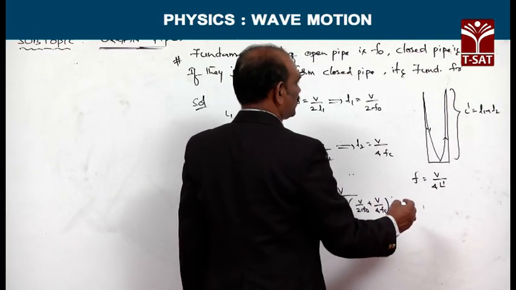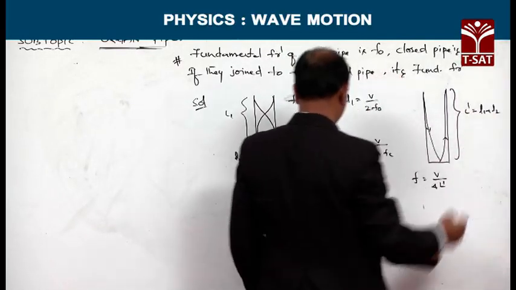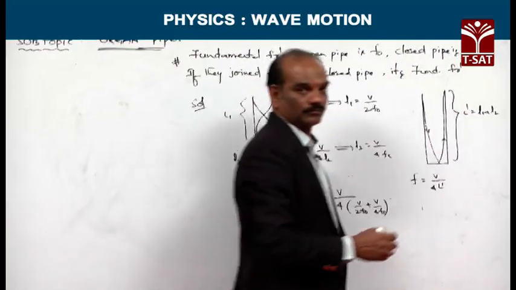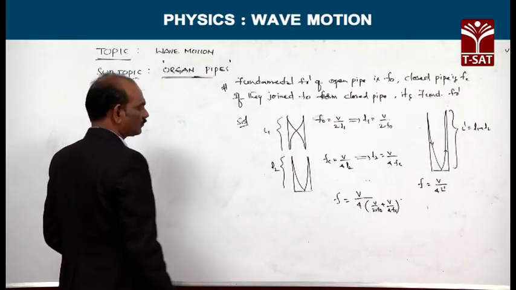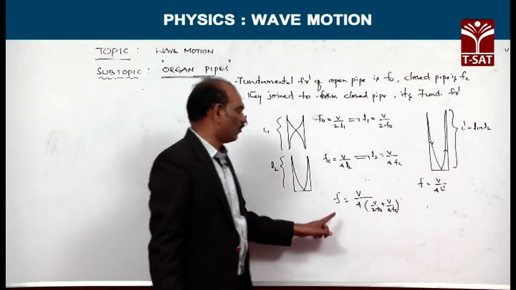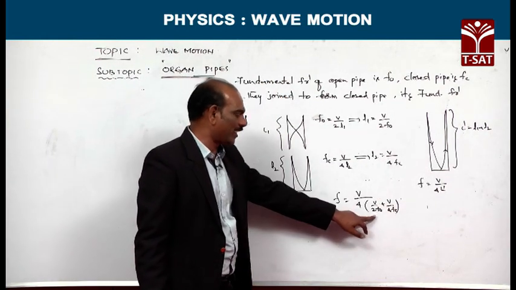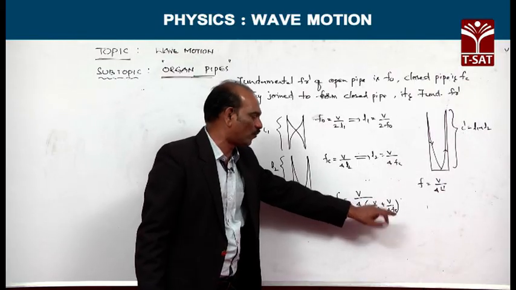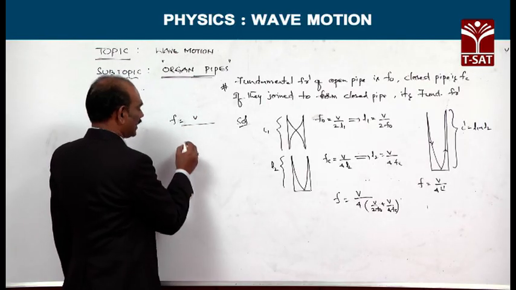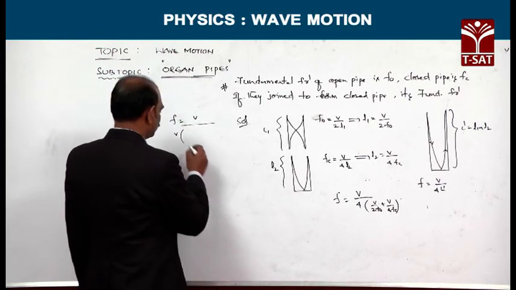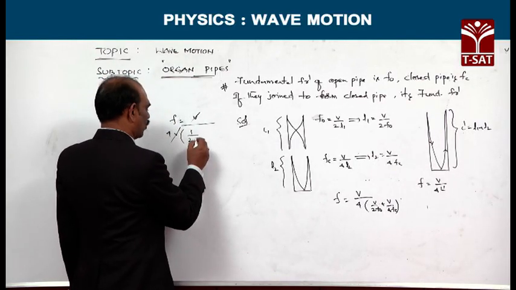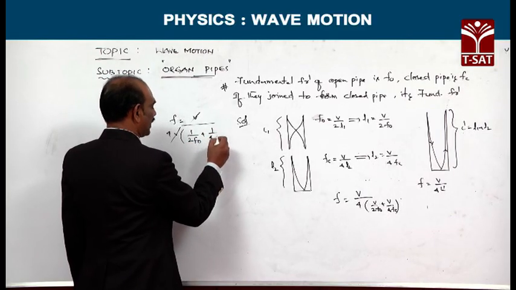So the simplification of this is, taking V as common, therefore the frequency of this closed pipe in the fundamental mode is F is equal to V by 4 times of V by 2F0 plus V by 4Fc. So we have to simplify that. So F is equivalent to V by, taking V as common, here already we have 4, V gets cancelled, 1 by 2F0 plus 1 by 4Fc.